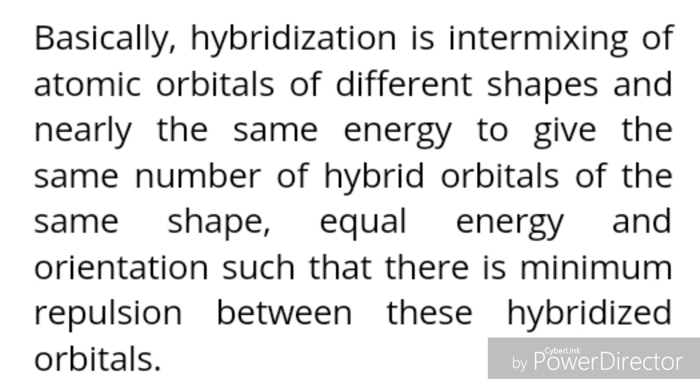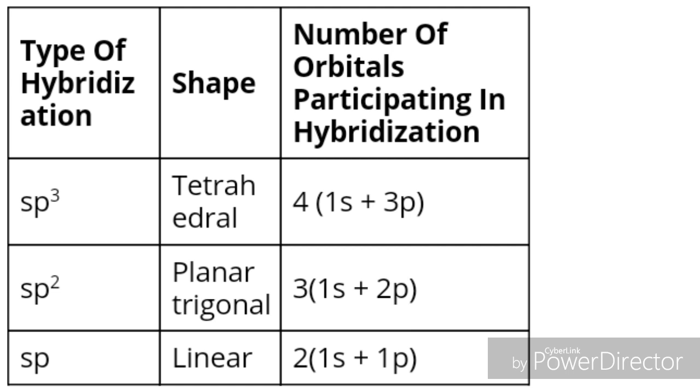Students, today we are going to discuss 3 types of hybridization: sp hybridization, sp2 hybridization and sp3 hybridization. For all the 3 types, we will see practical examples. In case of sp3 hybridization, the shape of the molecule will be tetrahedral. The number of orbitals participating in hybridization will be 4, 1 s orbital and 3 p orbitals.